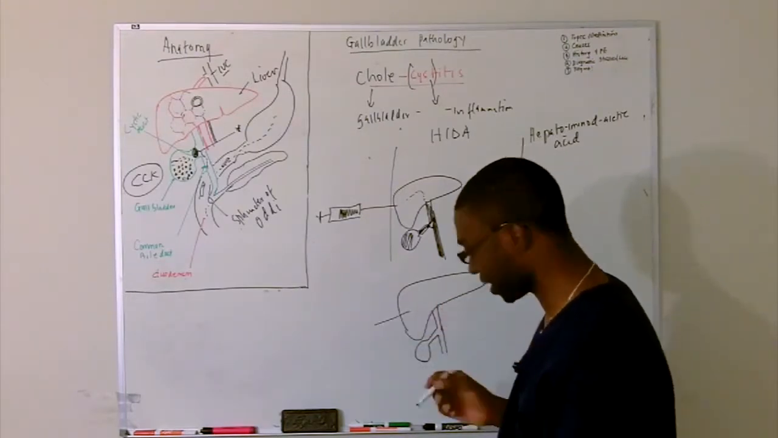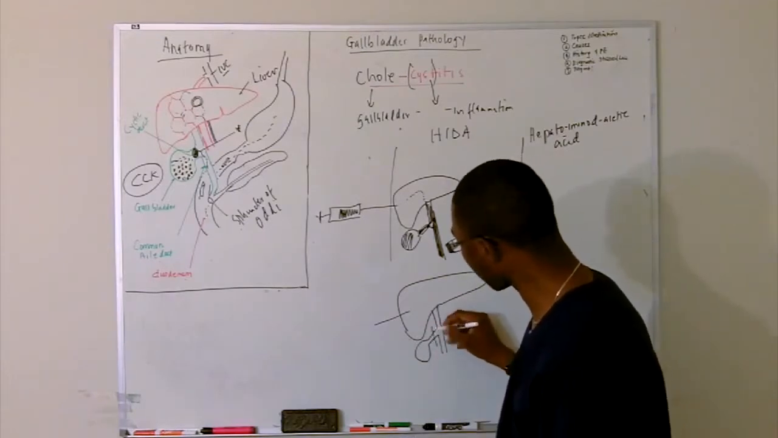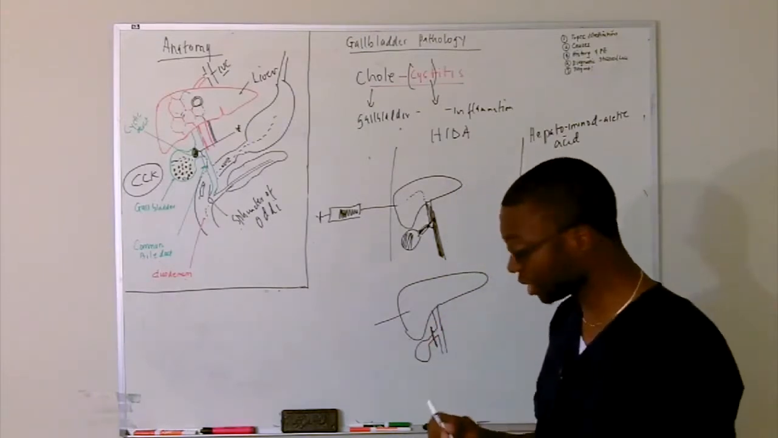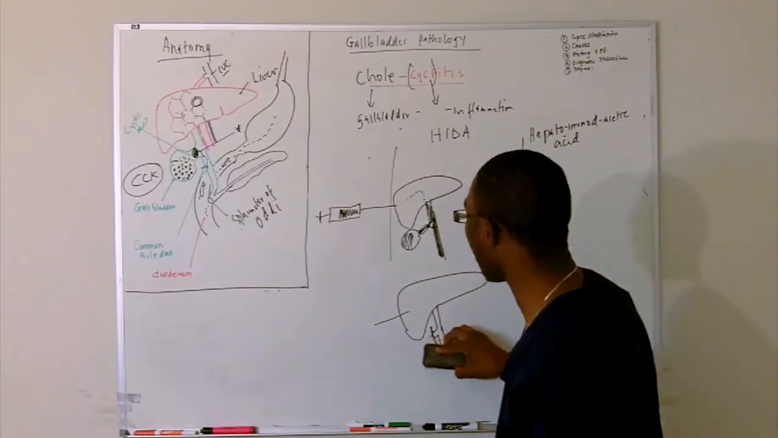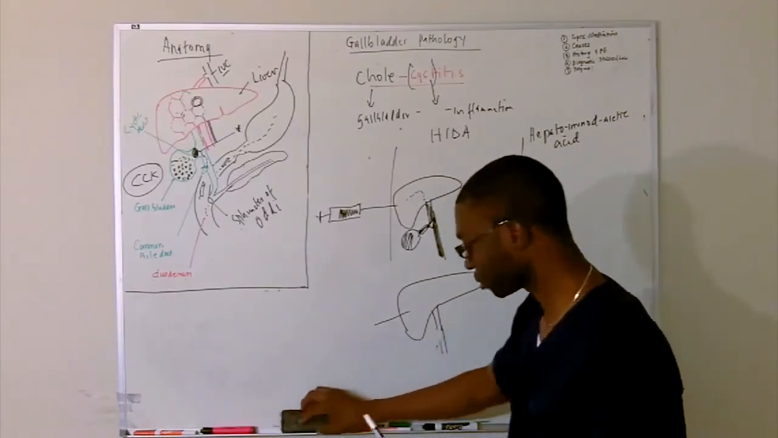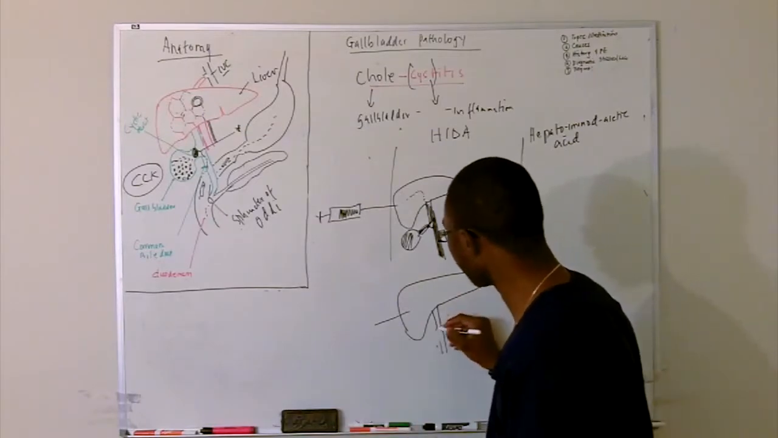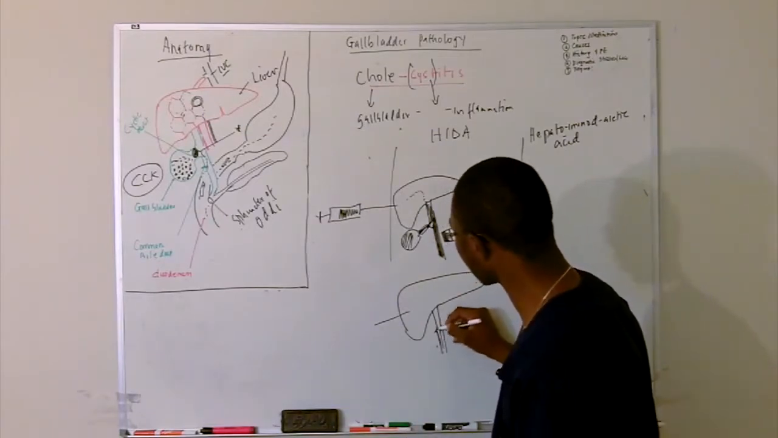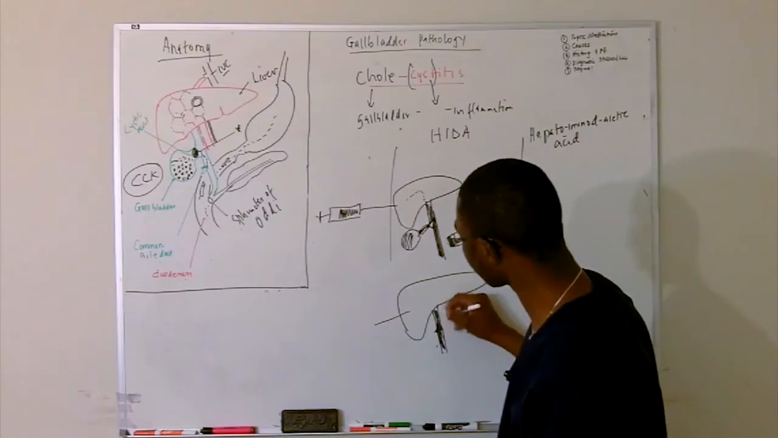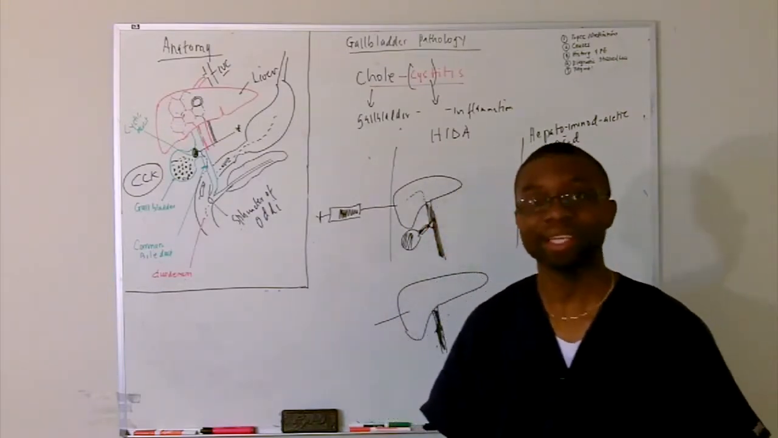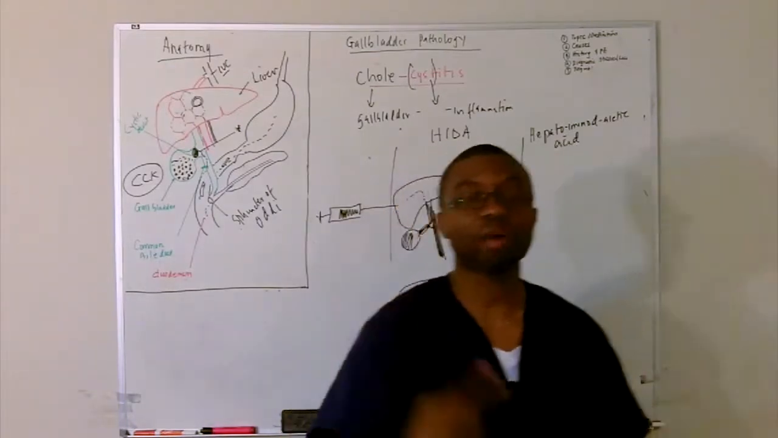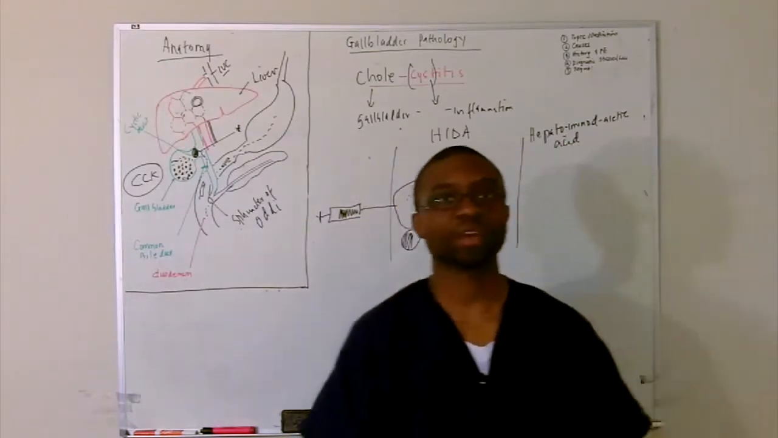I'm going to inject the dye in, and lo and behold, because there's a stone obstructing the wall of the gallbladder, I'm not going to see any gallbladder. The result's going to come out like this. That is a positive HIDA scan. That is telling me you've got a stone, you've got a gallbladder problem. We need to take care of you.